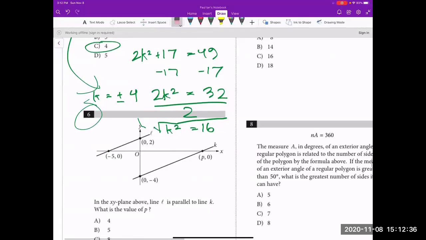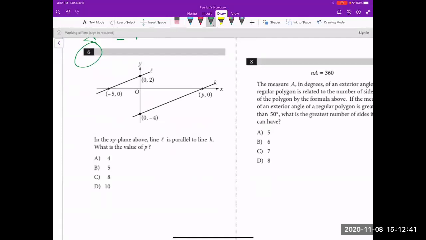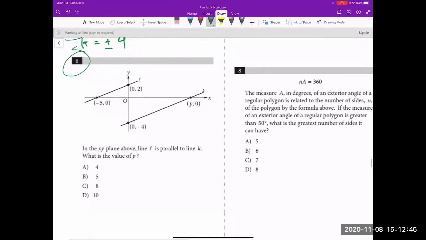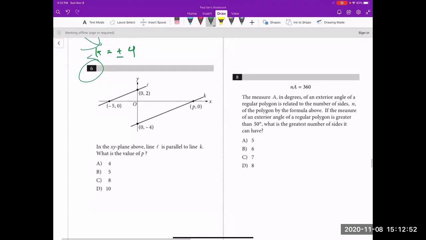And let's do this one. So here's a geometry one. D. Okay, what did you do with this one? These are the fun ones, but what did you do?